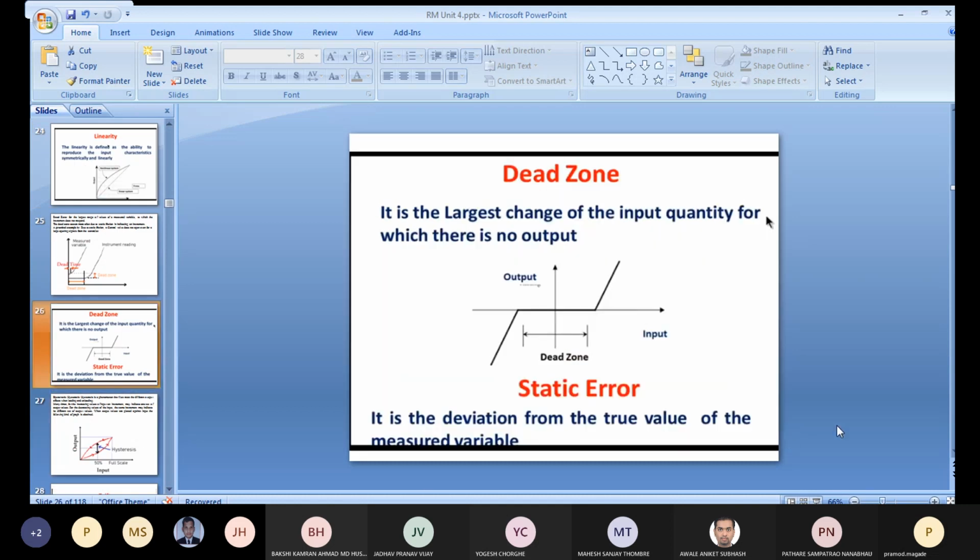So just write down second, or whatever the point number is, that static error is the deviation.